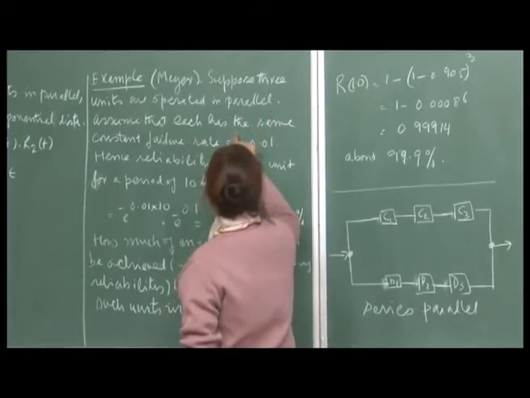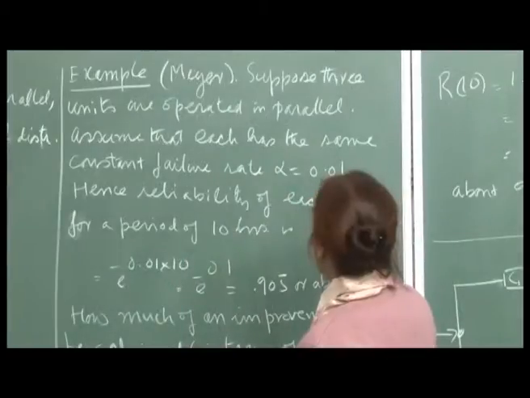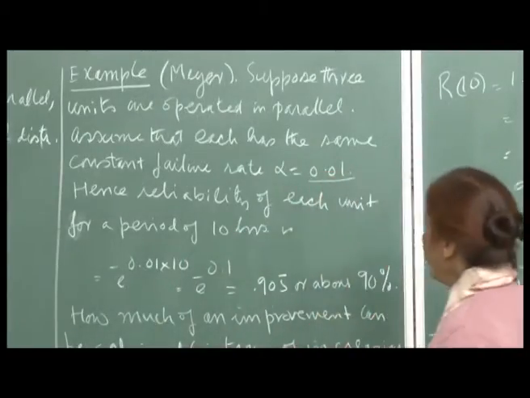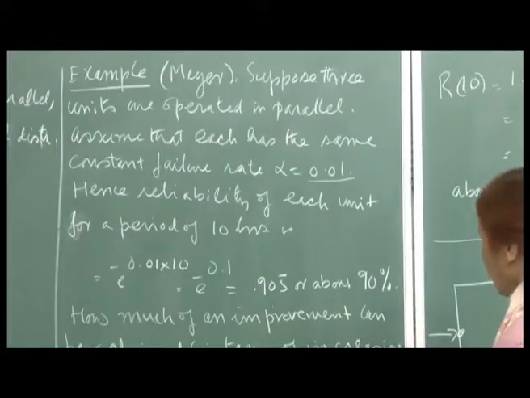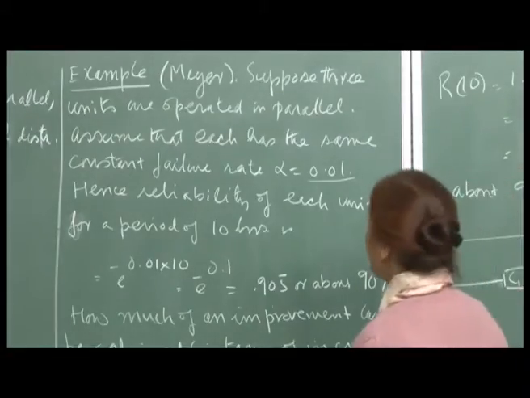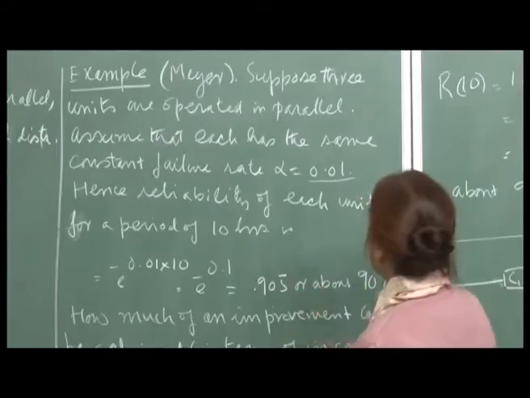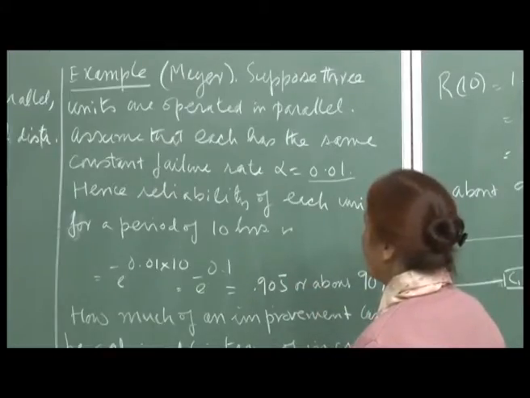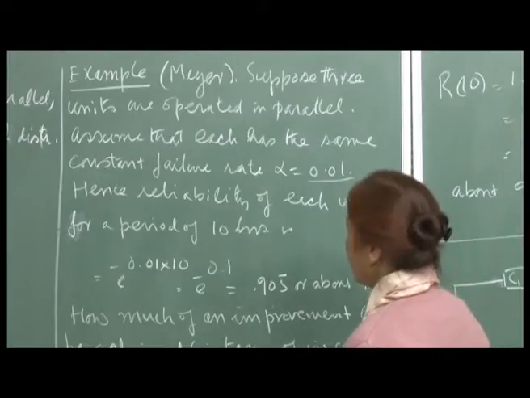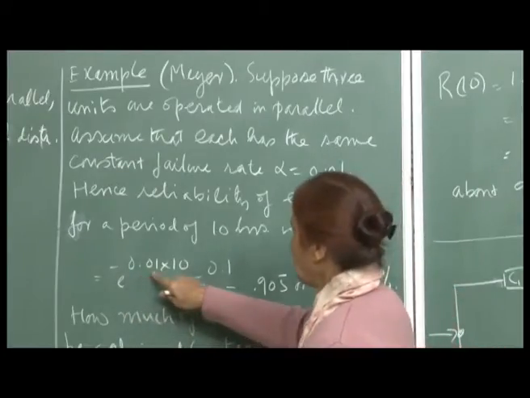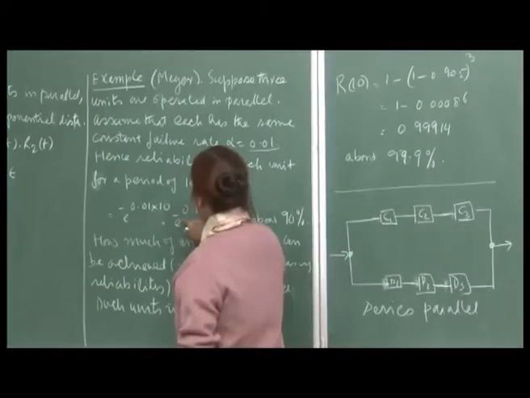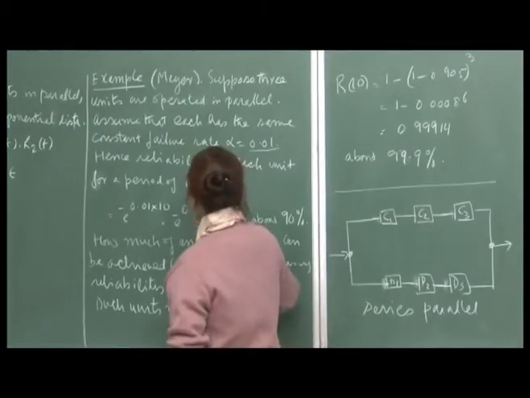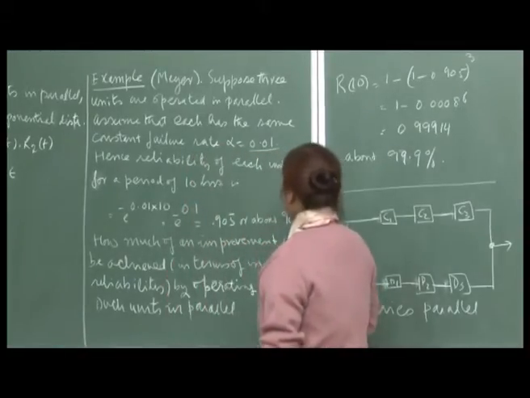Okay. Assume that each has the same constant failure rate alpha equal to 0.01. So, they are identical components, all following the exponential failure law with parameter 0.01. Hence the reliability of each unit for a period of 10 hours is e raised to minus 0.01 into 10, which is e raised to minus 0.1, which is 0.905 or about 90%.